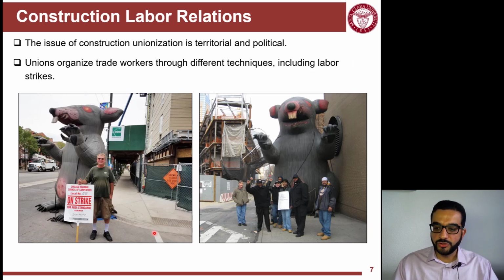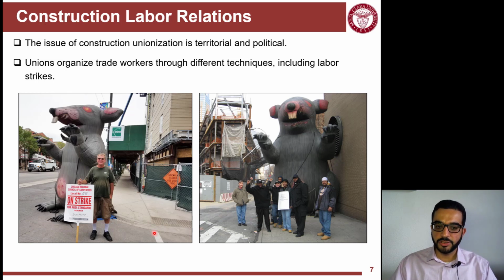So unions is not an easy topic to discuss. There are a lot of politics and territorial aspects to it. If you want to learn more about that, go to New York. It's a very tough ground for unions and actually hostile to open shop in some way.